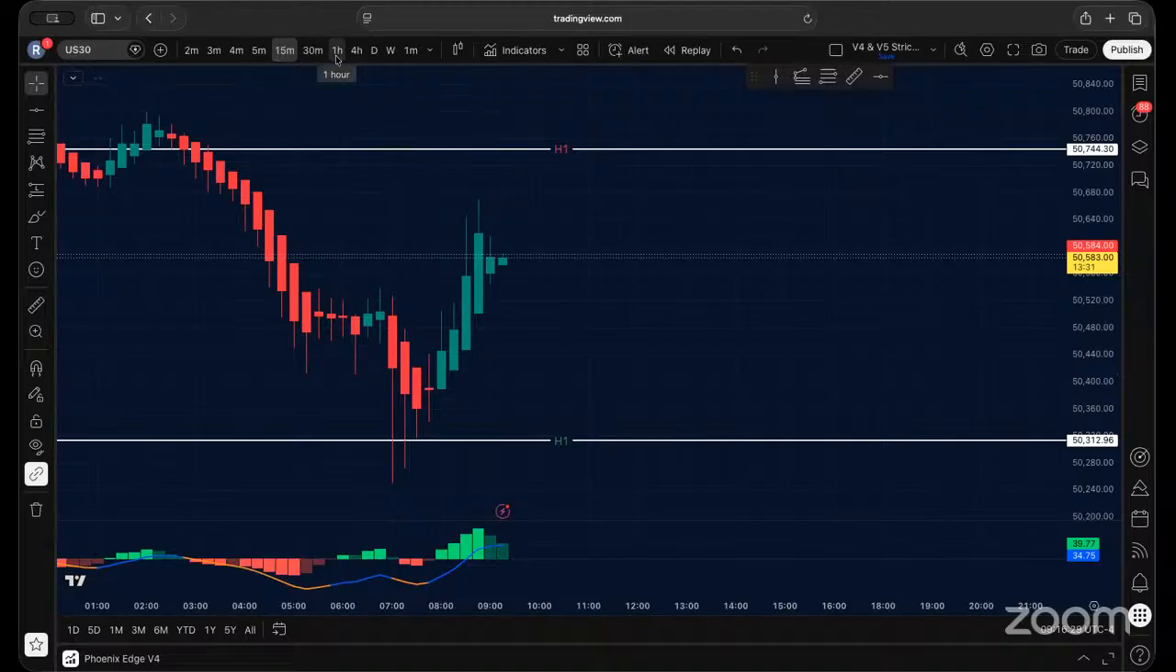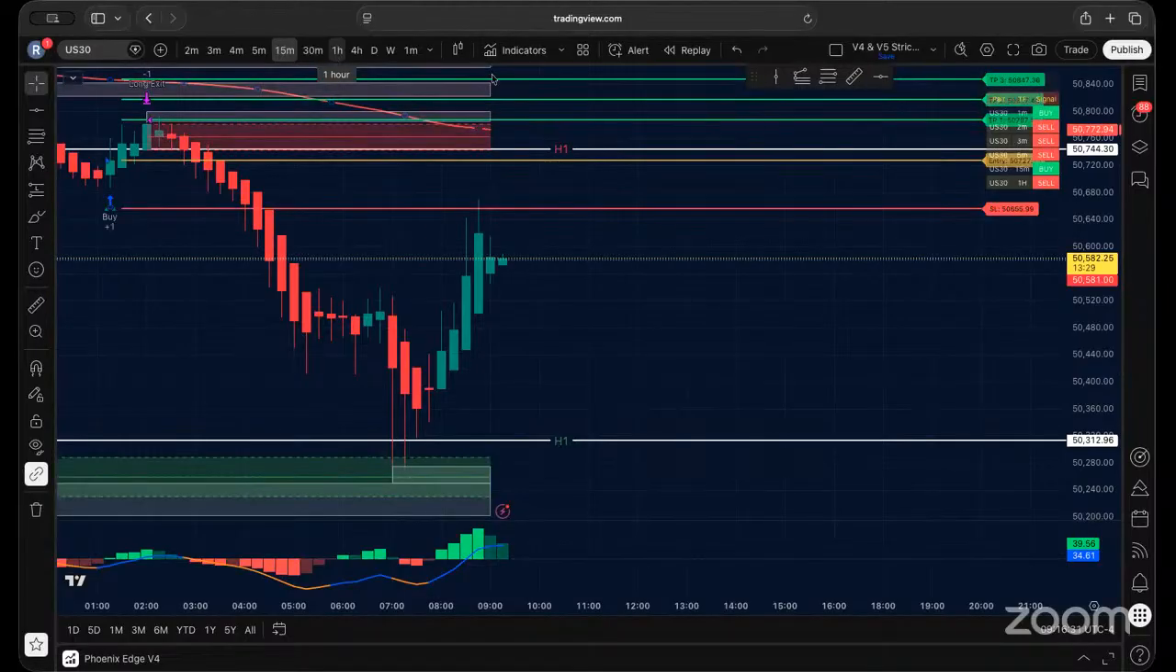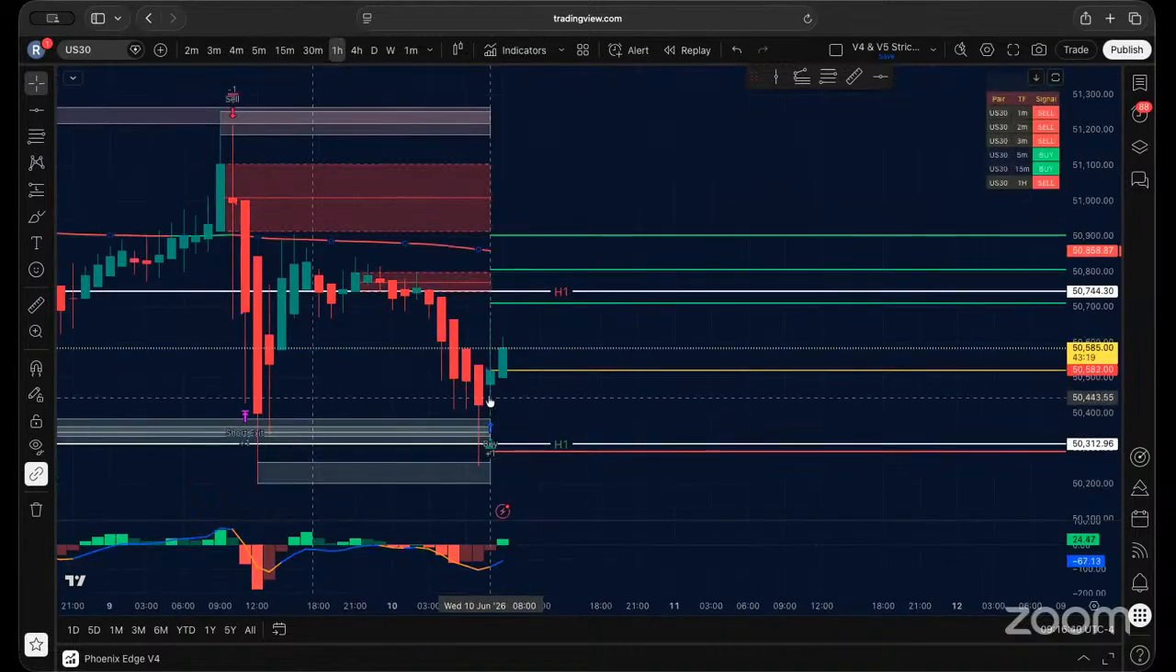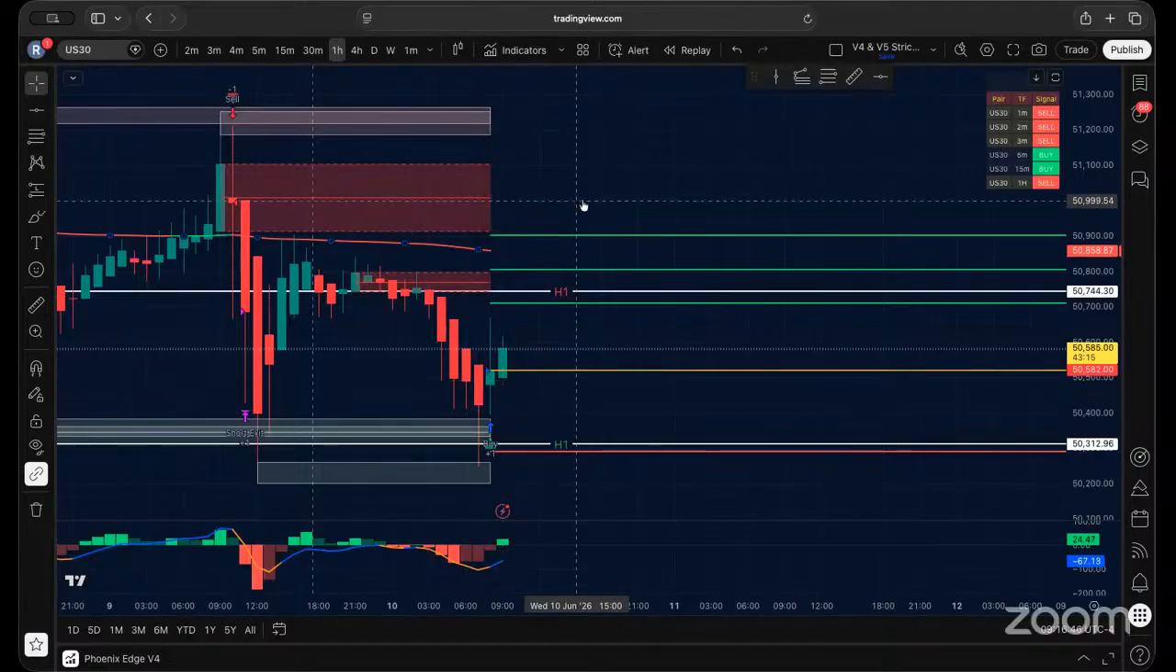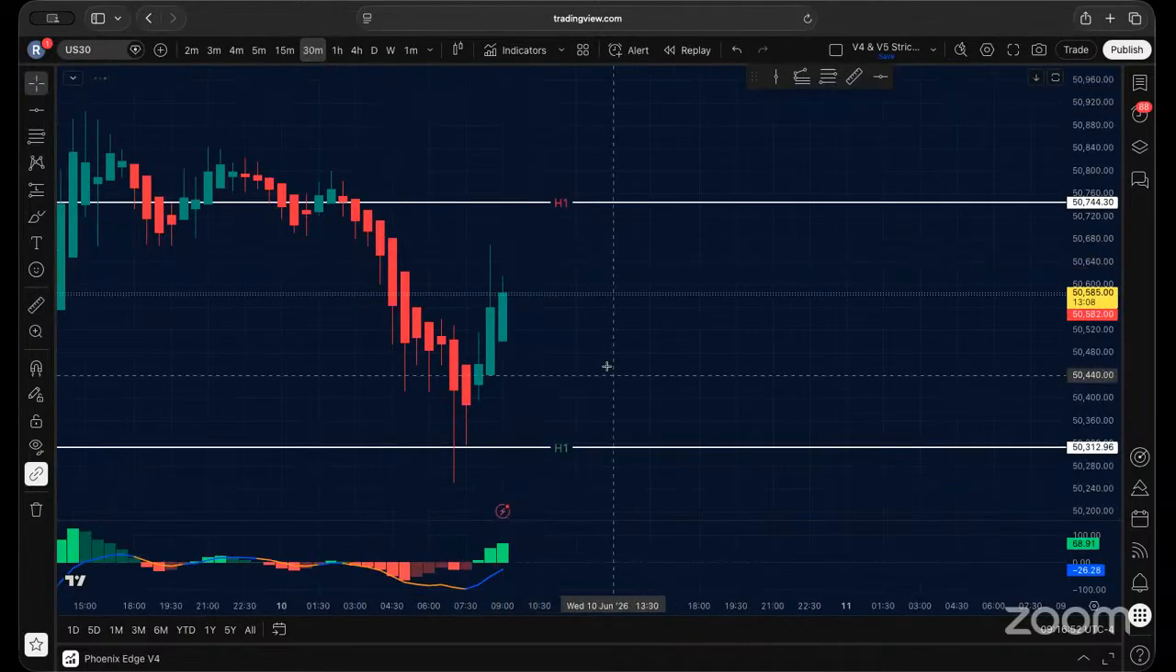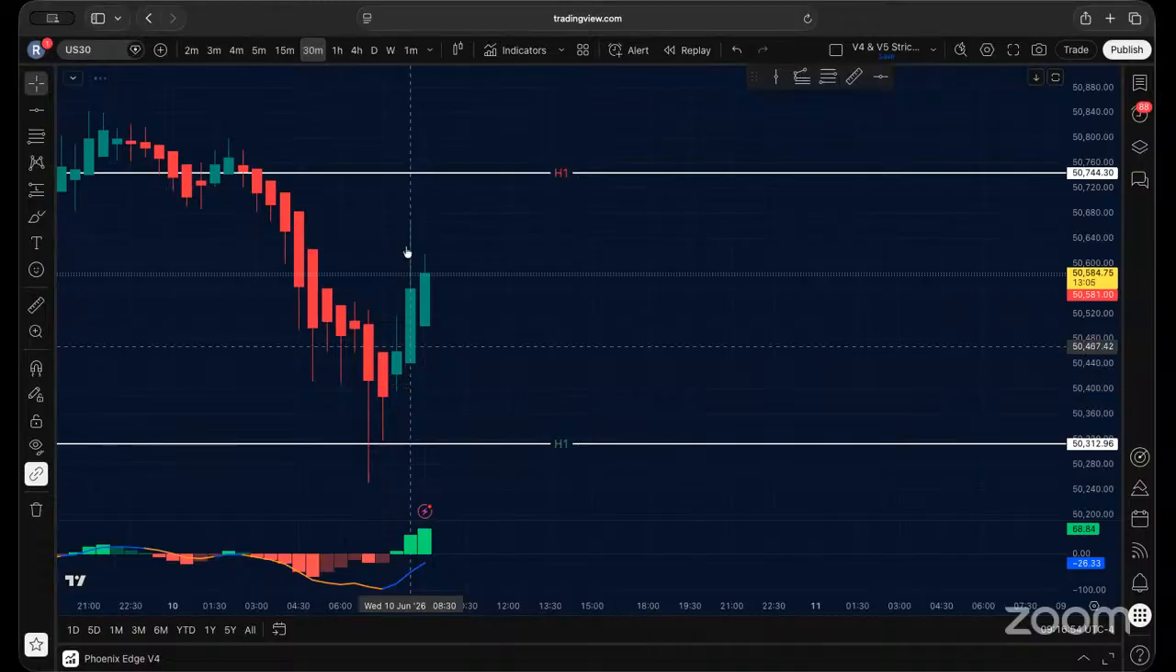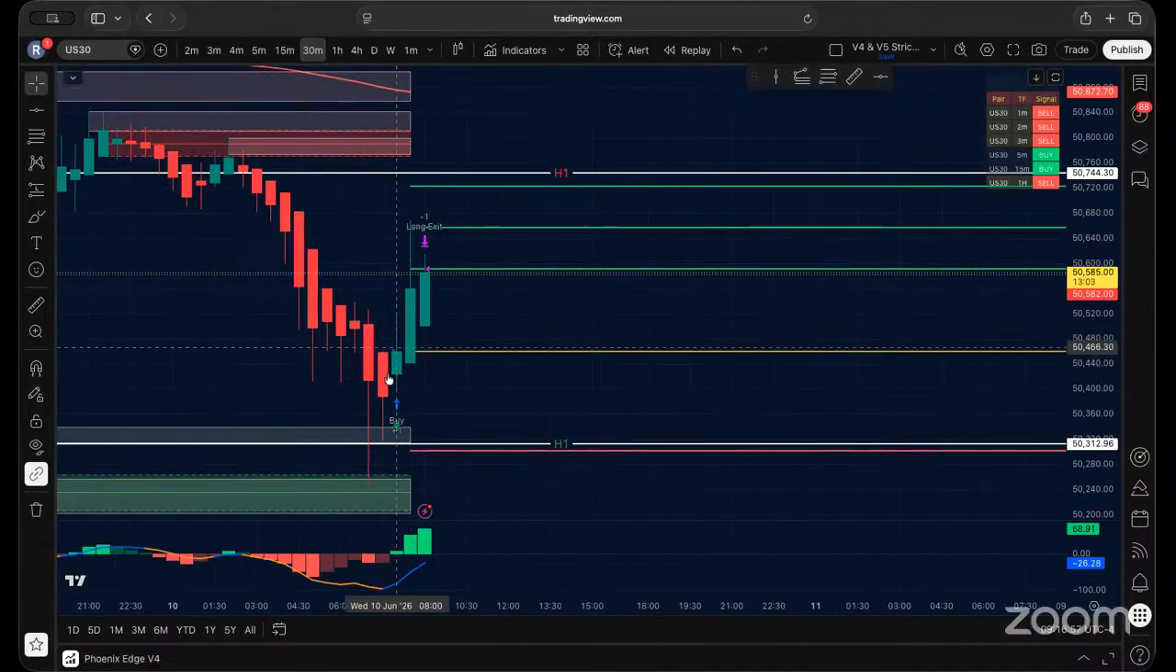Come to my 15-minute. So I see that price came down to our H1 zone, but I didn't get any buy on the 15-minute. We did have our buy in the 1 hour. Like I said, the 30-minute. Okay, I got you. Momentum didn't match up. So if I want to make sure that I'm following the rules to a T, the 30-minute was our best entry.